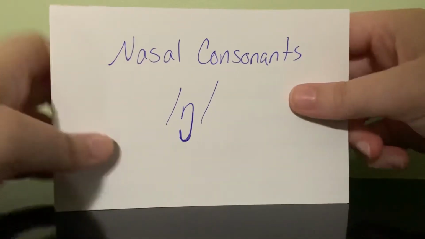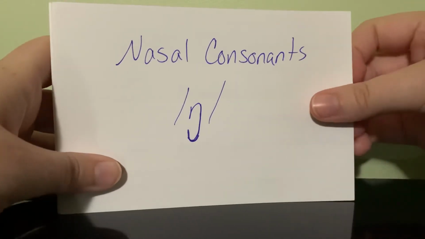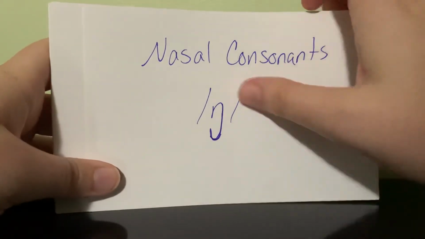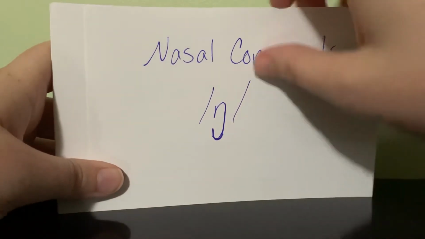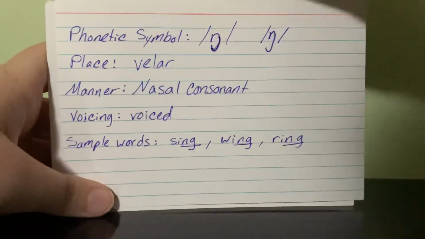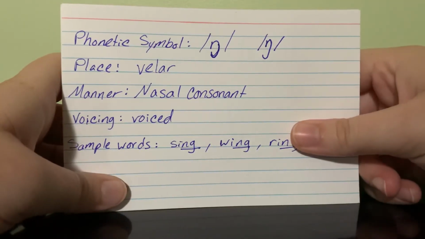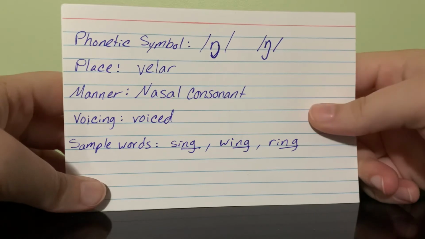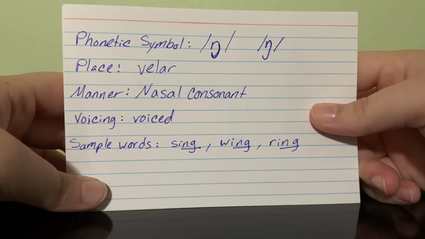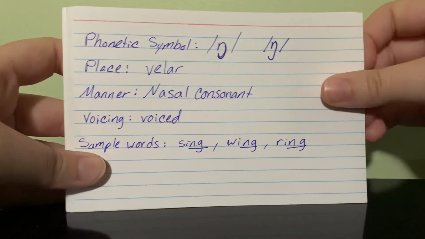All right, next is the nasal consonant ing, which is that N with a G bottom. It is a velar placement. It is voiced, and it shows up in words such as sing, wing, and ring, making that ing sound.